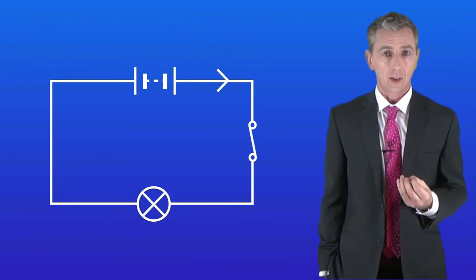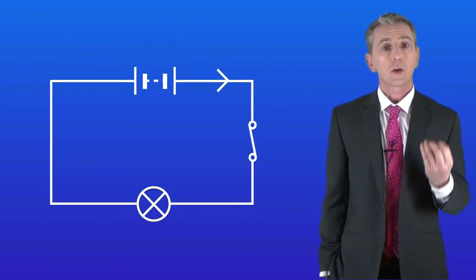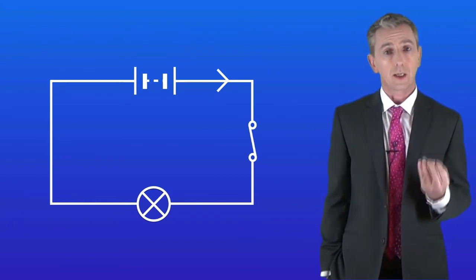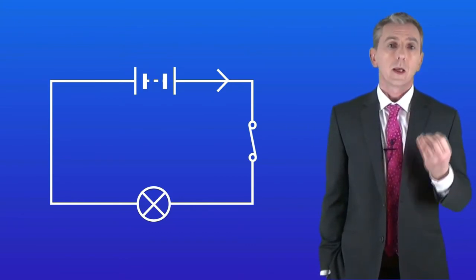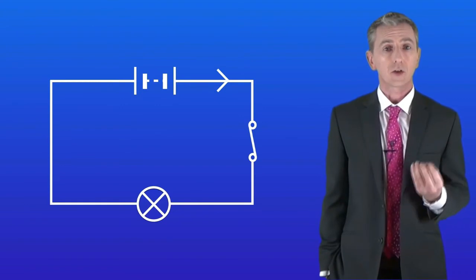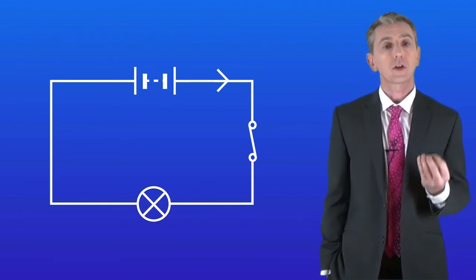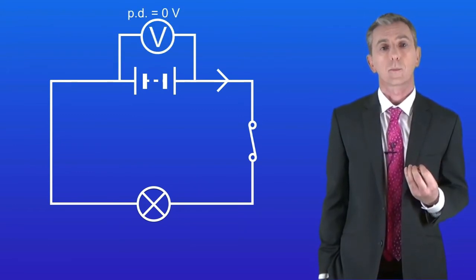Okay, take a look at this circuit. This has got two cells, but you'll notice something odd about them. The two cells are pointing in opposite directions. Now, because they're pointing in opposite directions, their potential differences cancel out. So the overall potential difference will be 0 volts.